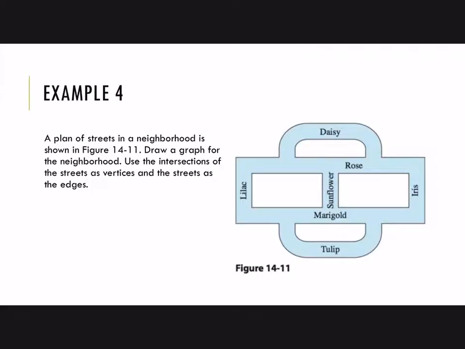Okay, and then one more. We have a plan of streets in a neighborhood. And we can draw a graph for this neighborhood, use the intersections of streets as vertices, and the streets as the edges. Okay, so here we have to decide what to call these vertices, because we're not actually using the labeled streets as the vertices. We're using the intersections, which aren't labeled.